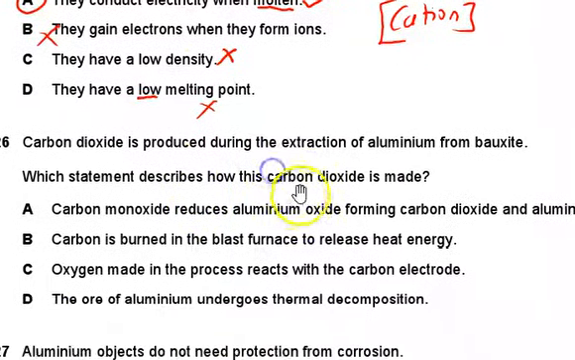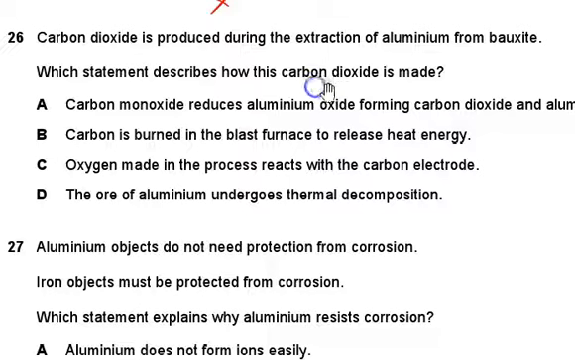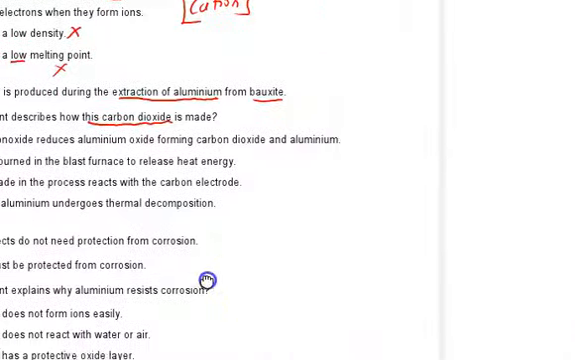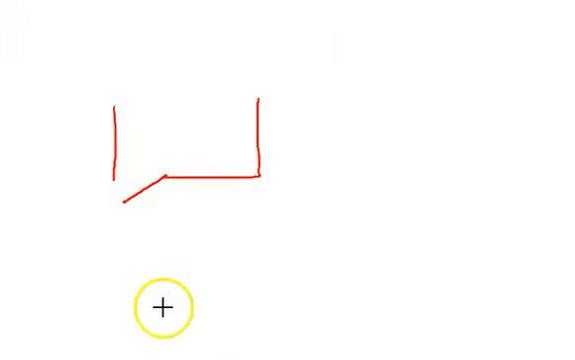Okay, now let us go to question number 26. Carbon dioxide is produced during extraction of aluminium from bauxite. Which statement describes how this carbon dioxide is made? Let me draw for you the structure of the extraction of aluminium.